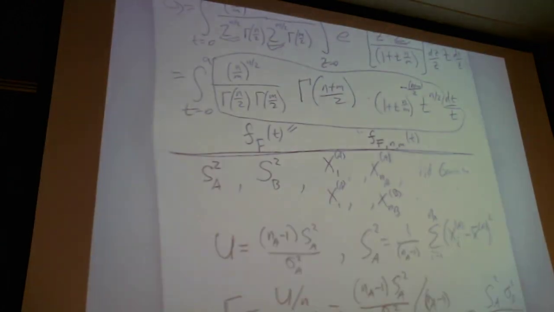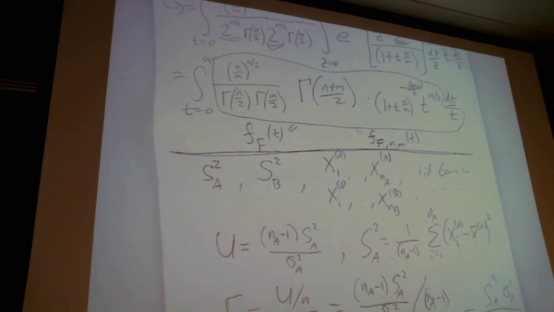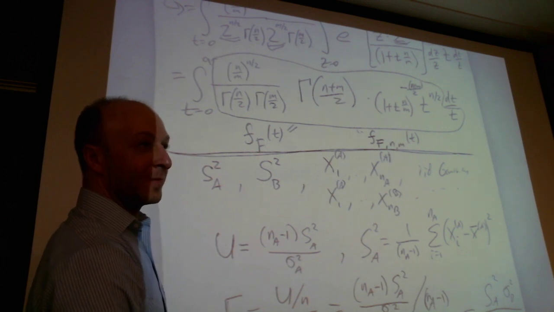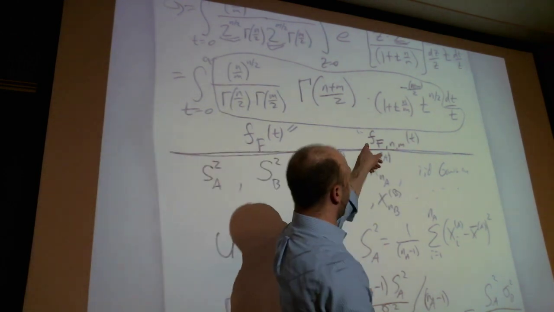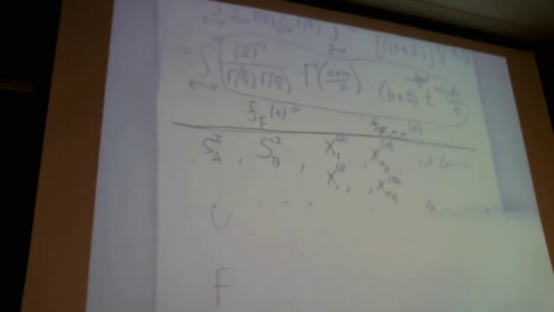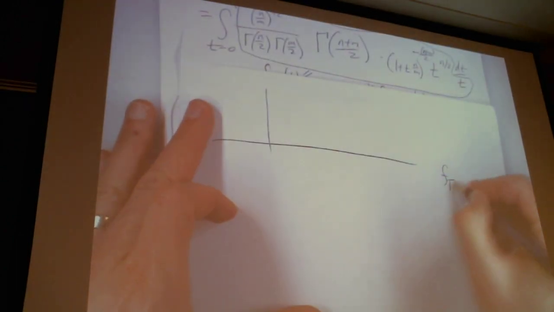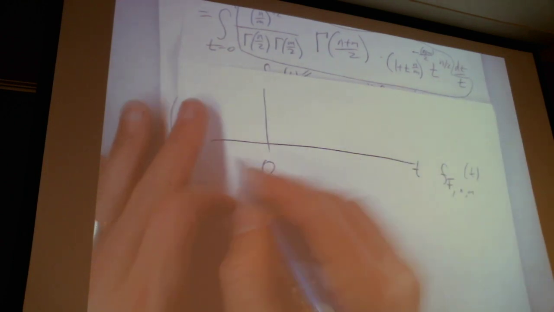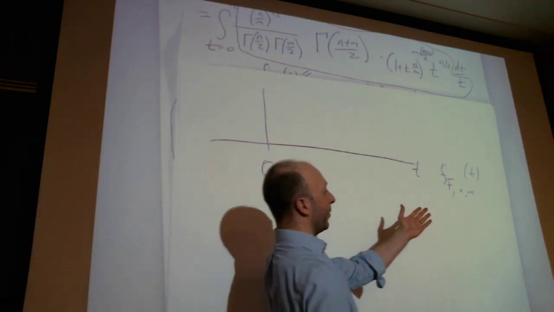By the way, what does this function look like? Let's say N and M are both bigger than 1 or something. What does this PDF actually look like? Let's graph it. Get a fresh piece of paper. Here's the PDF. This is T. It's only defined on the positive numbers. It's the ratio of two chi-squareds. Chi-squareds are positive.